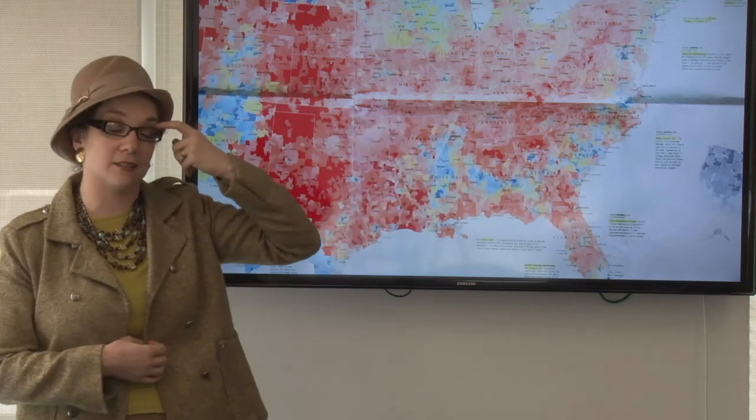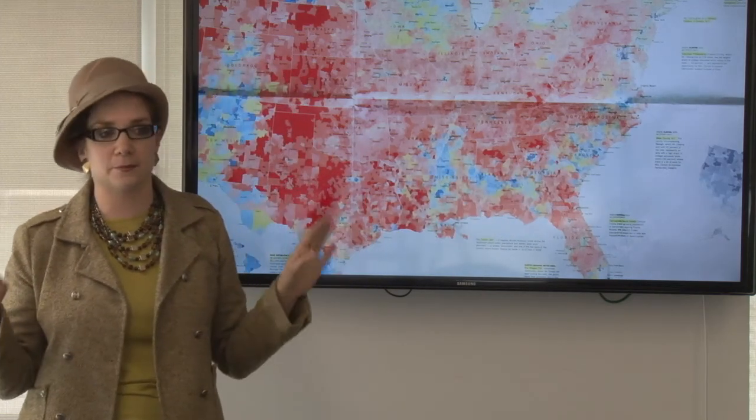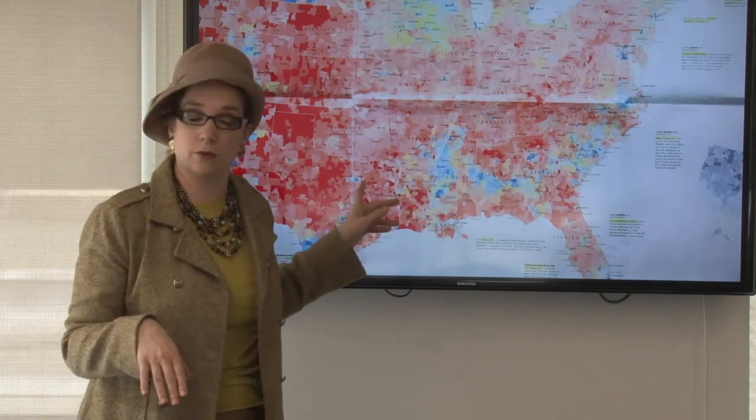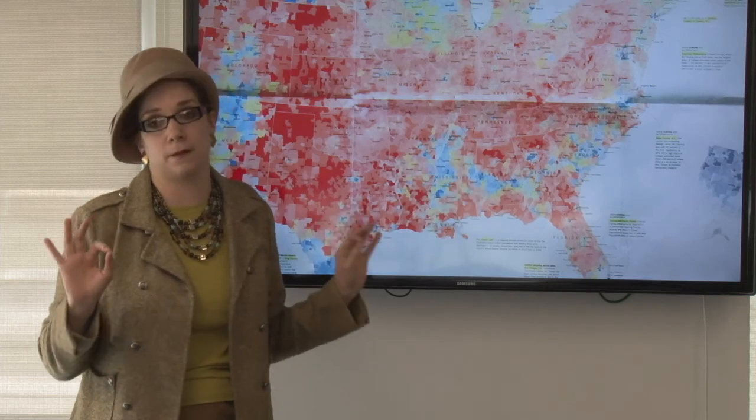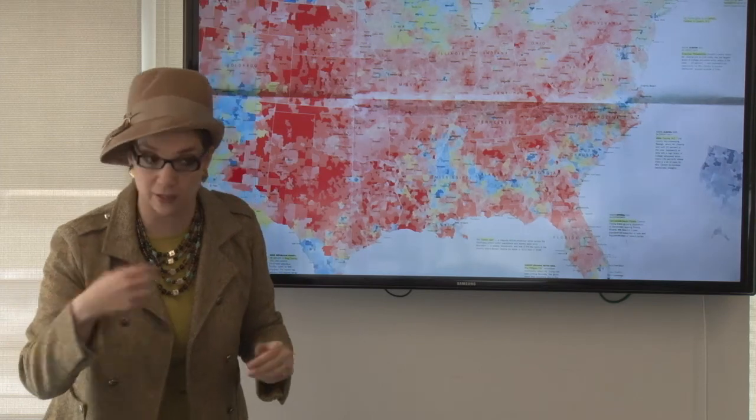Now here's something else that's interesting. That strip across the South, I told this to my students today, they gasped, don't gasp. That strip across the South was known as the Black Belt. It was not called the Black Belt because African Americans lived there. It was called the Black Belt because of the black richness of the soil.